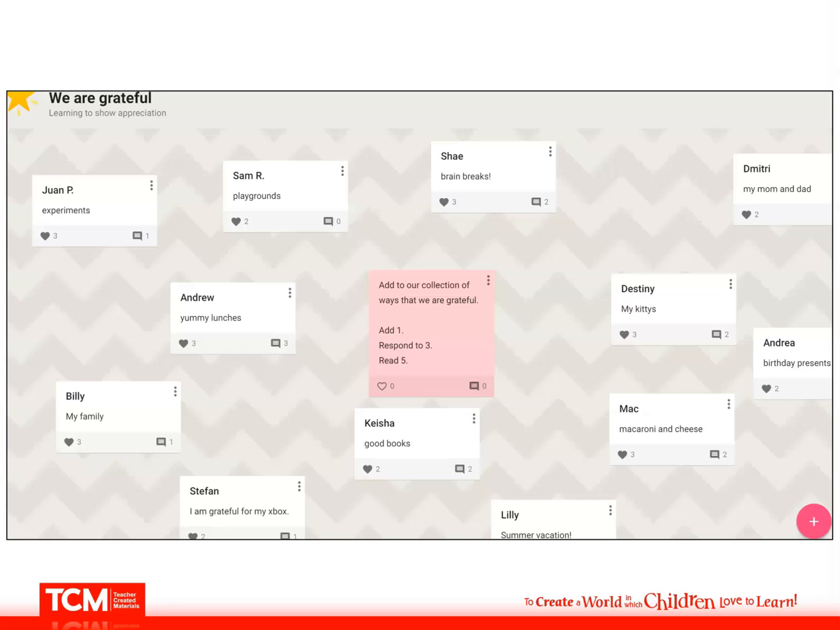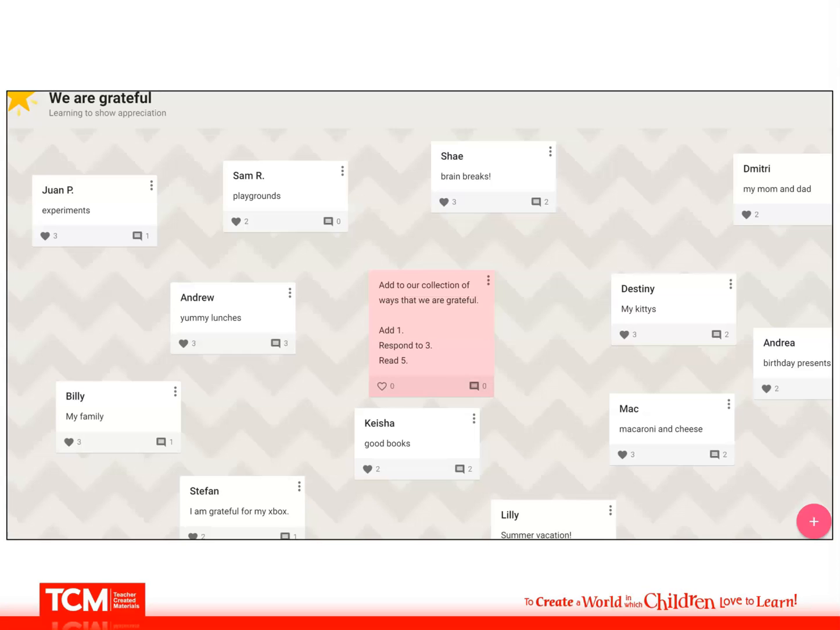I personally found this hilarious. There was a young human in there named Mac, and that person is grateful for macaroni and cheese. And I'm like, of course you are. And then you can see the responses are in those little comment boxes. And so you could see students were commenting to one another, and you can tell if they were read because they liked it with the heart.